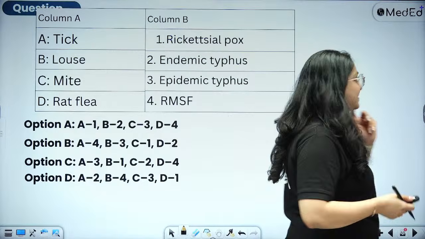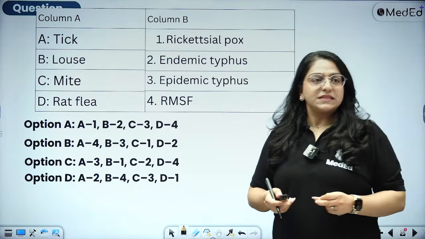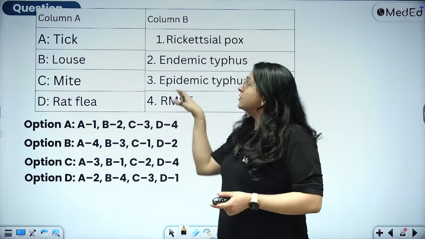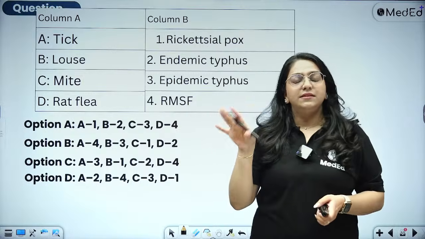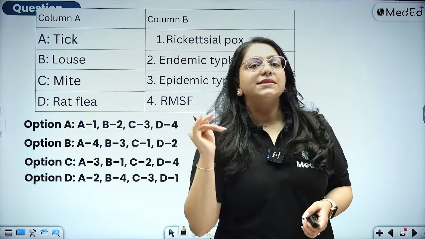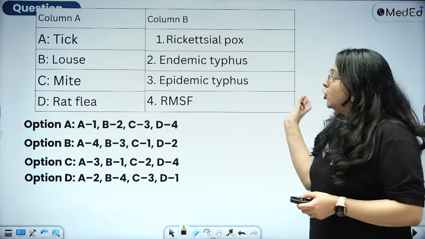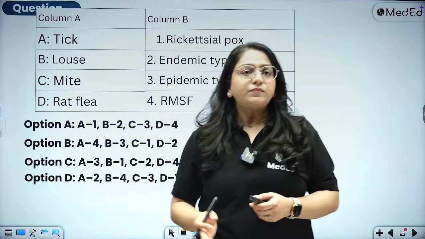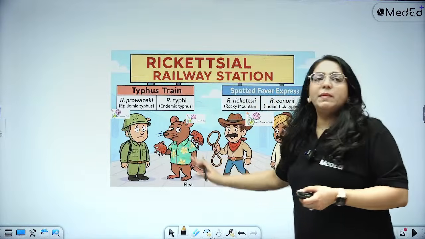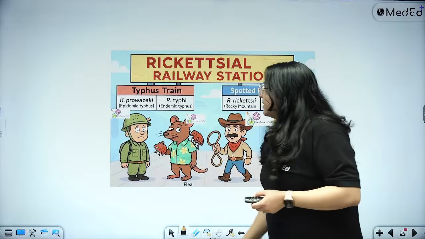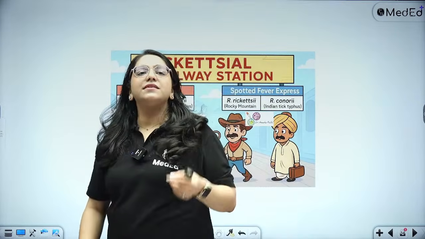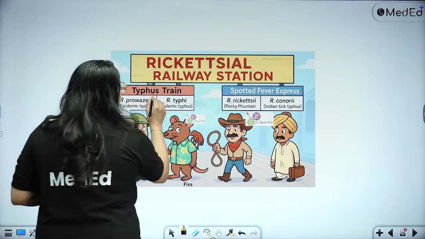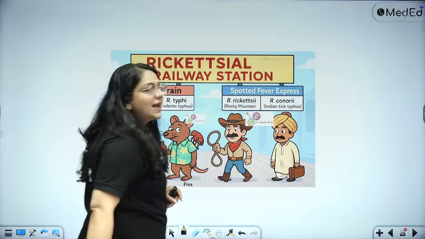Let's move ahead. This is the most troublesome slide ever. Tick, louse, mite, rat, flea, how to remember? Now see, the good thing about this question is that they are only asking you about the rickettsial organisms, not the other tick, louse, mite, flea borne infections, only the rickettsial group. And I always tell you to remember the rickettsial group with this Rickettsial railway station. So imagine there is a Rickettsial railway station and there are two trains going on this station, a typhus train and a spotted fever express.